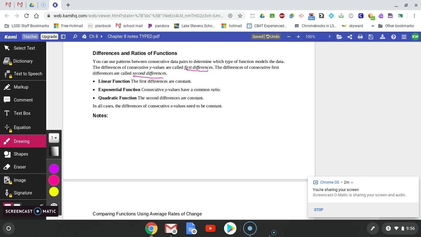So linear functions, the pattern is addition or subtraction. In other words, you subtract the numbers, you get the same thing each time. Exponential functions, it has a common ratio. So remember, this was addition or subtraction. This was our multiplication or a division pattern. Quadratic functions, we've never looked at the pattern, but it's going to be the second differences. In other words, you're going to subtract the numbers and then find a pattern within that subtraction.